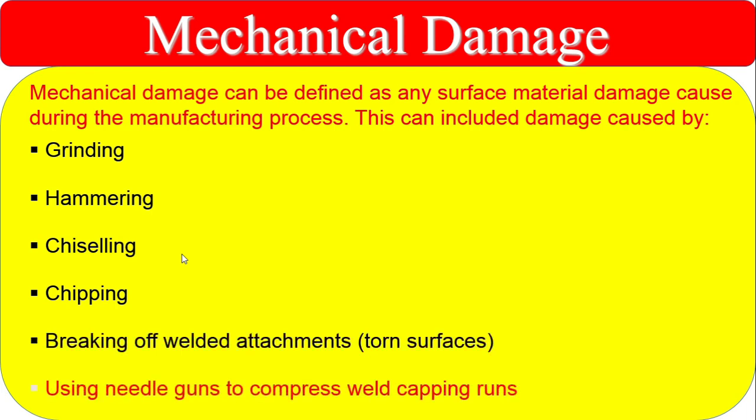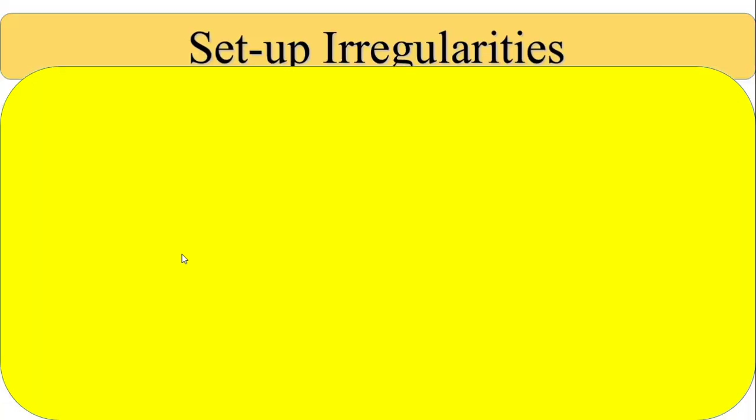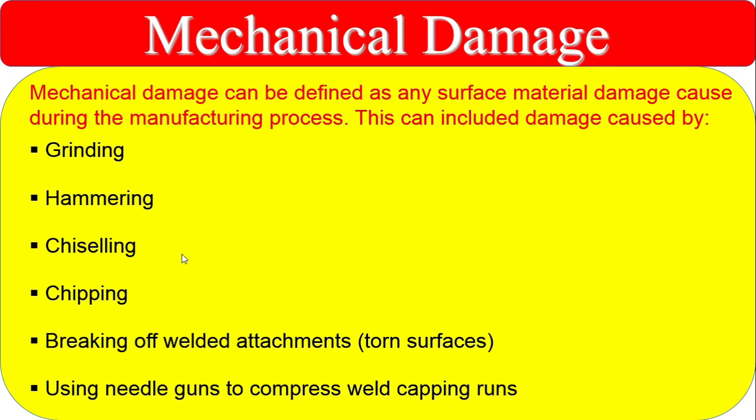So what will be the action? Using needle guns to compress weld capping here. So what will be the action for that one? If you see the grinding, you have to remove that by grinding. Hammering, chiseling, all these things we have to check one by one. If there is any damage, we have to check the damage. How will it be checked? It can be known by the welding inspector. I am giving one example. If you can see the grinding marks, you have to remove the grinding marks by grinding.